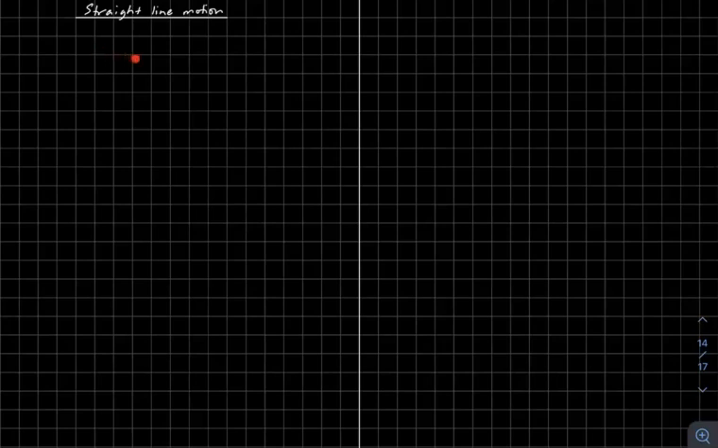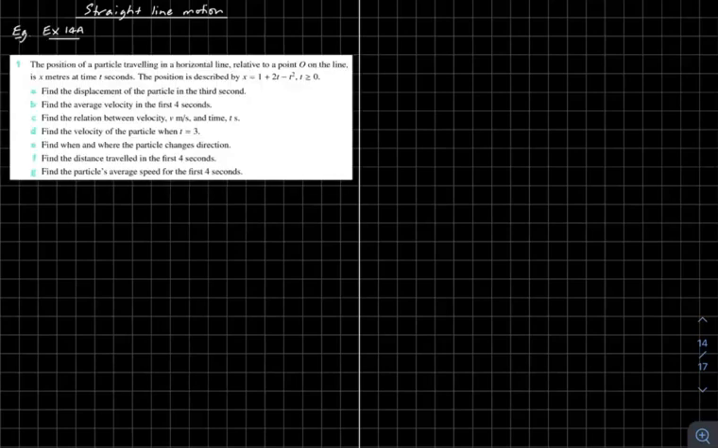So something could be accelerating. Its velocity could be changing as it moves backwards and forwards or up and down. And so I think we'll get straight into an example. And this one's not particularly difficult from the maths, but good to try and highlight some of the conceptual sort of stuff. So here we go from exercise 14a.